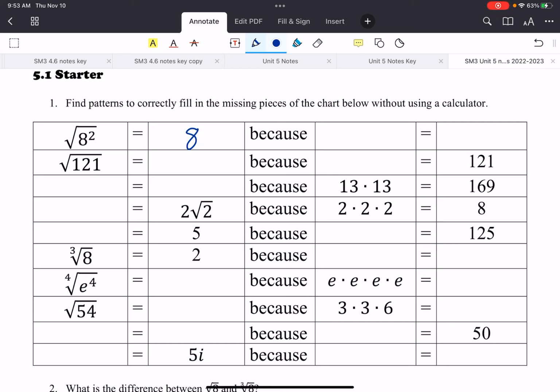Okay, it's basically because 8 times 8 is 64, and then the square root would be just dividing it by 8 again. I would have accepted either of those, 8 squared or 64, but we want to have the idea.